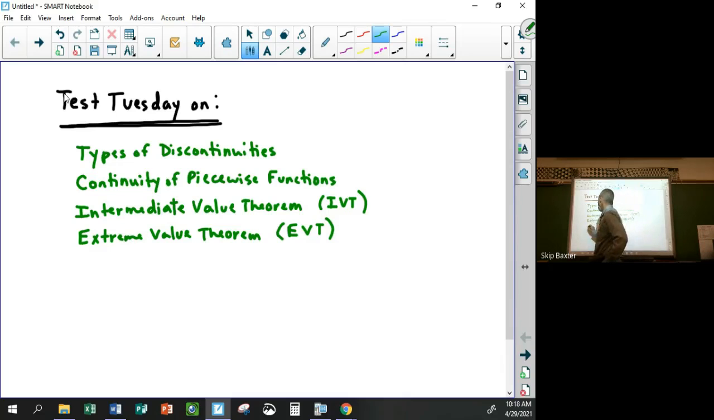And then also on the test would be average rate of change, which we were talking about the other day, and we're going to continue talking about that today. Okay, so that's what the test is on. Super simple, not a lot of stuff.